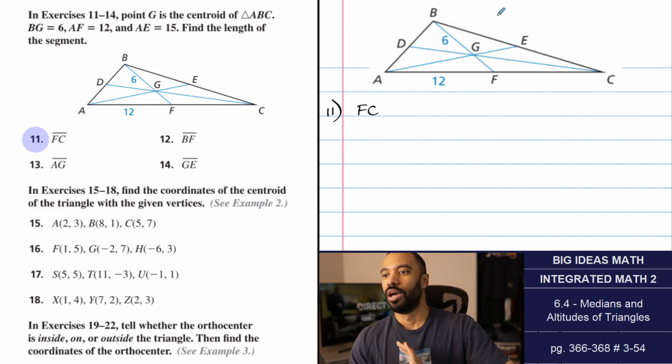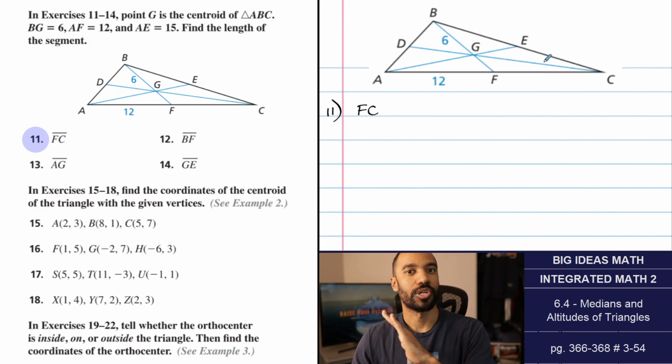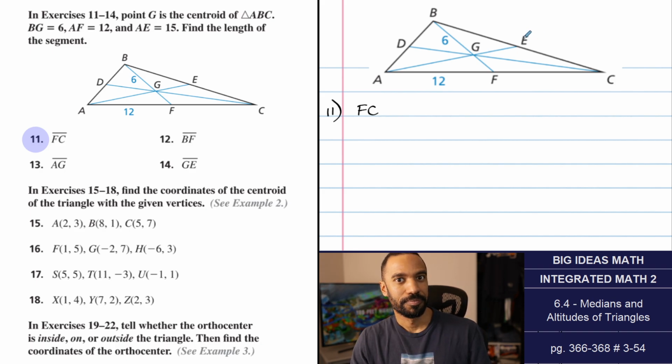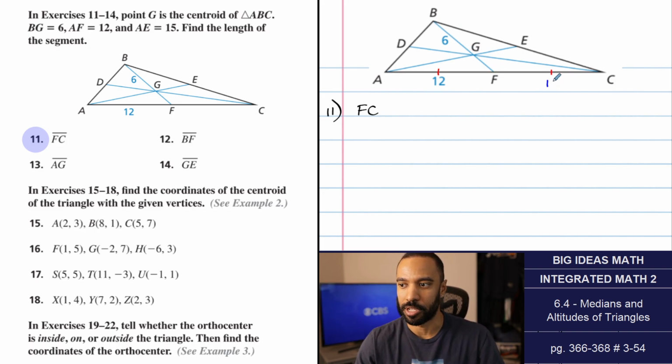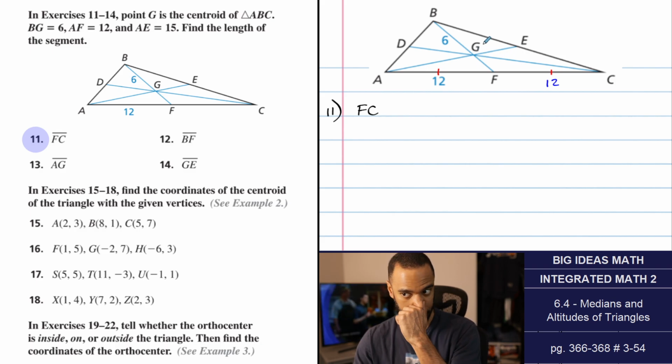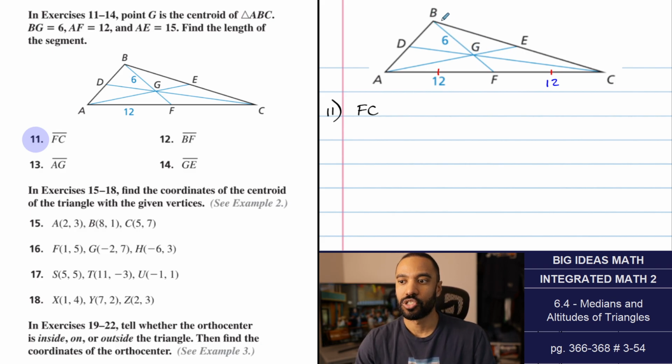Okay. Full disclosure, I think I'm going to answer all this before writing them down. I want to actually just navigate through this thing the best way I can. For example, AF is congruent to FC. If this is indeed a centroid, then these are the medians that are drawn. That means that these are going to be congruent. If this is 12, that's 12.